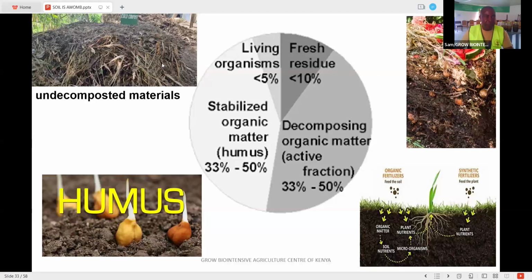And this is picture number one. There is compost that has just been piled. So those are undecomposed materials.